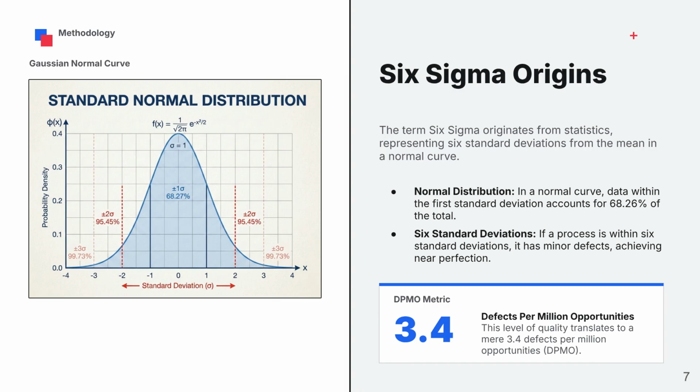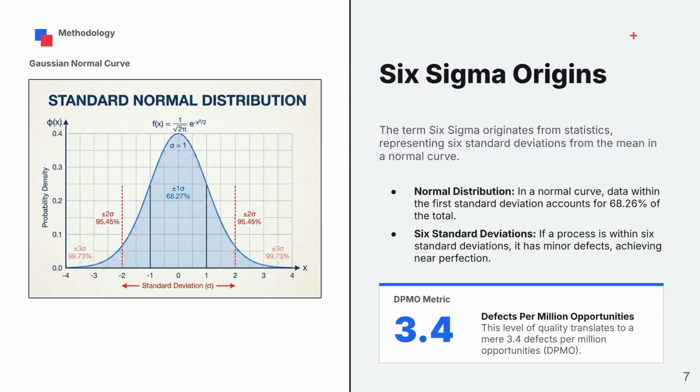To understand why Six Sigma is so effective, we need to look at its statistical foundation. The methodology is based on the Gaussian, or normal, distribution, which is the familiar bell-shaped curve used to represent how data is distributed in many real-world processes. In a normal distribution, most observations are clustered around the average, or mean, while fewer observations occur as we move away from the center. Approximately 68% of all values fall within one standard deviation, represented by the symbol sigma, from the mean. As the number of standard deviations increases, the probability of defects occurring decreases significantly.